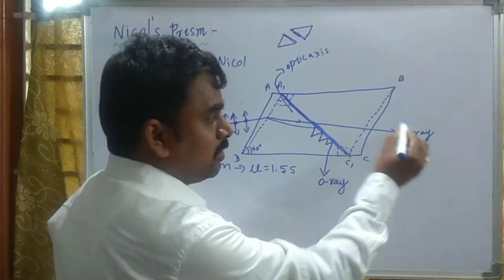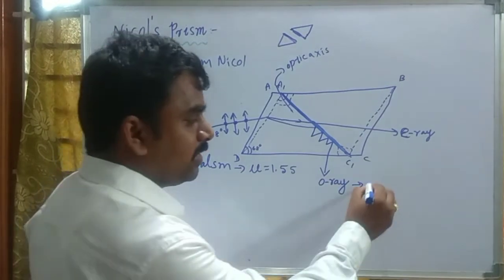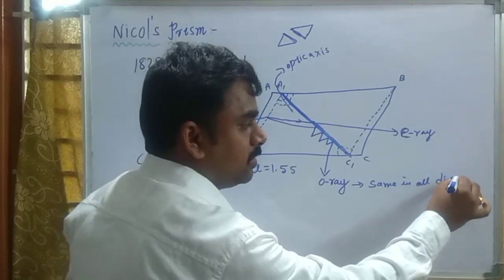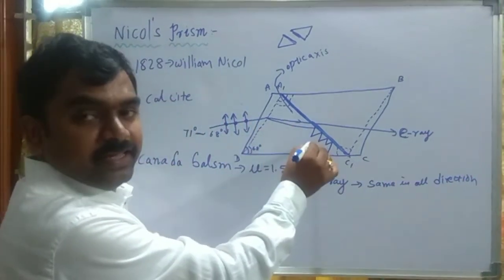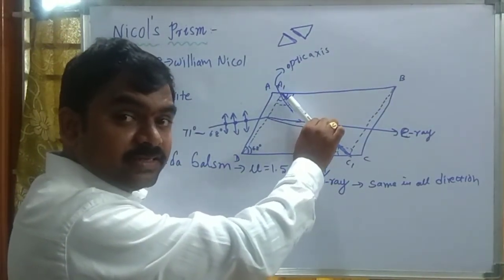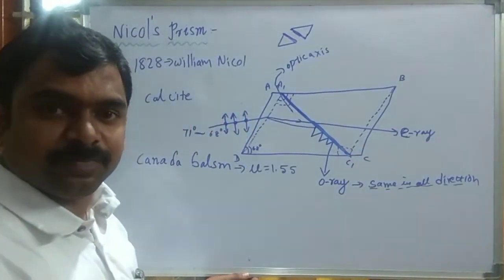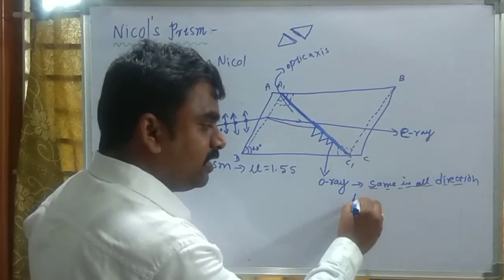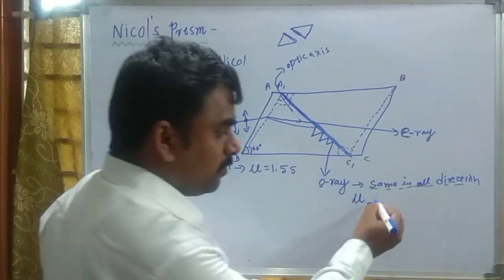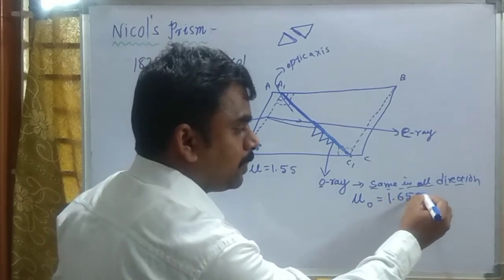Generally, the speed of the ordinary ray is the same in all directions. That means if the ordinary ray travels along the optic axis direction or any other direction, the speed is the same. Because of that, the refractive index is also the same. The refractive index corresponding to the ordinary ray we denote with mu suffix O, which equals 1.6584.